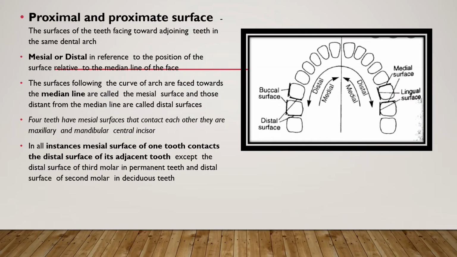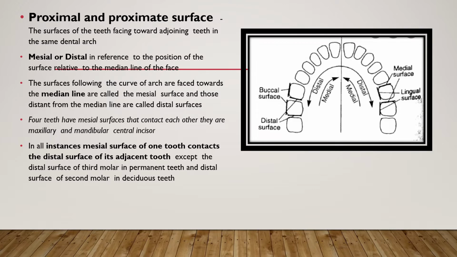Before we move on to the proximal surface, I want to add that the incisal surface of incisors and canines is considered a ridge. So, the crown of an incisor and canine has four surfaces and a ridge, and the crown of a premolar and molar has five surfaces. So now let's move on to the proximal surface.